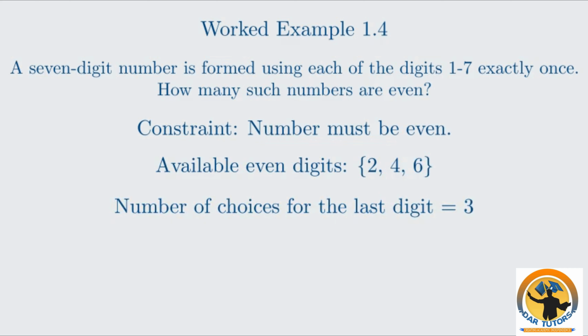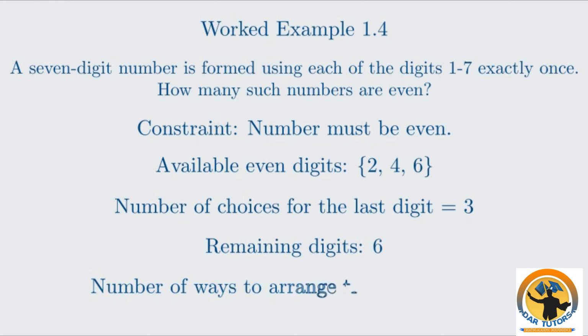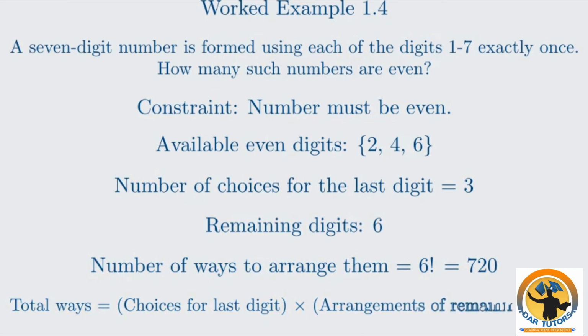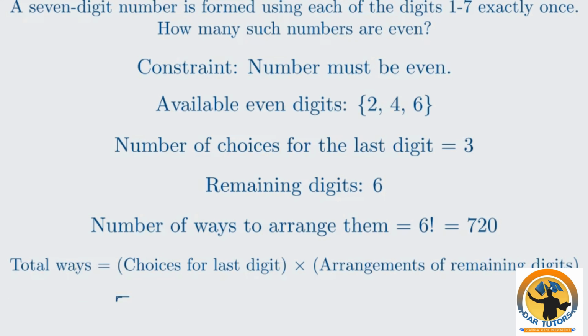Once we've chosen the last digit, we have 6 digits remaining. These 6 digits can be arranged in any order in the first 6 positions. The number of ways to arrange these 6 remaining digits is 6 factorial, which is 720. Now, we apply the product principle. We need to choose the last digit and arrange the remaining digits. So, we multiply the number of ways for each step. 3 times 720, which gives us 2,160. There are 2,160 even numbers that can be formed.